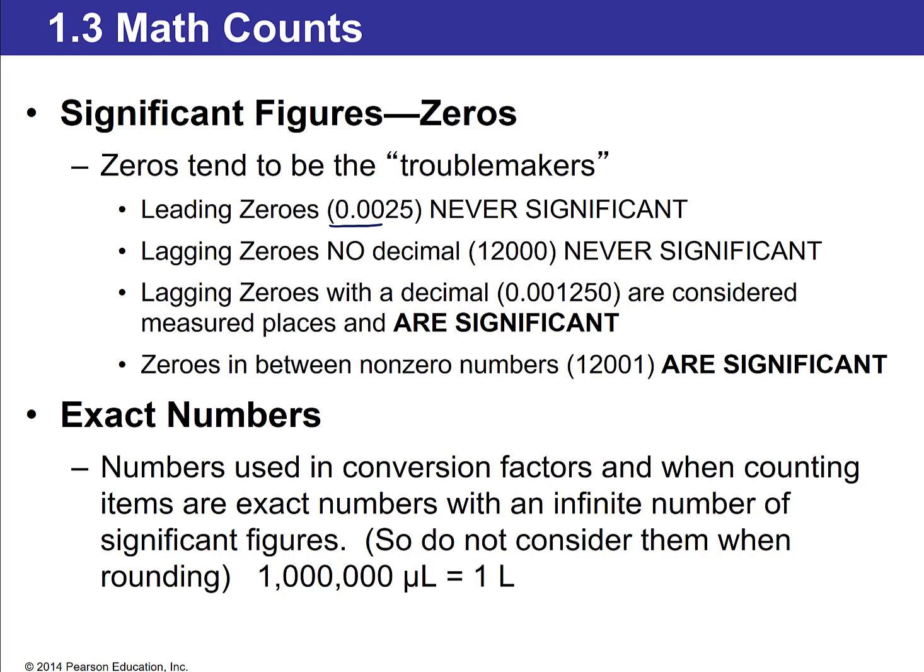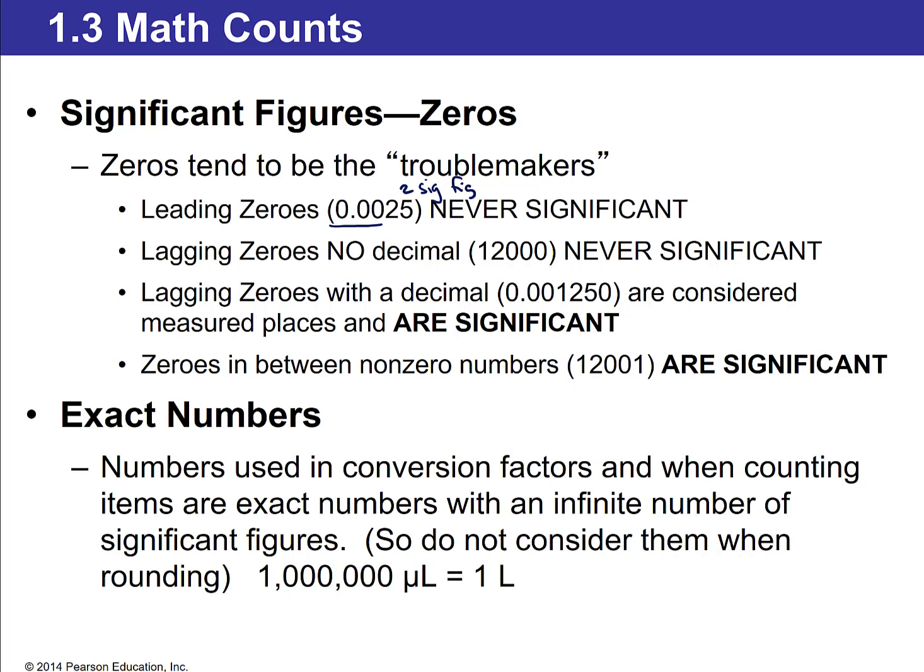So 0.0025 has just 2 significant figures. Just the 2 and the 5 are significant. The zeros out front are not. Lagging zeros, which are zeros at the end, so leading in the front, lagging at the end. Lagging zeros, if there's no decimal place, those are not significant either. They're really holding, again, the size of the number.